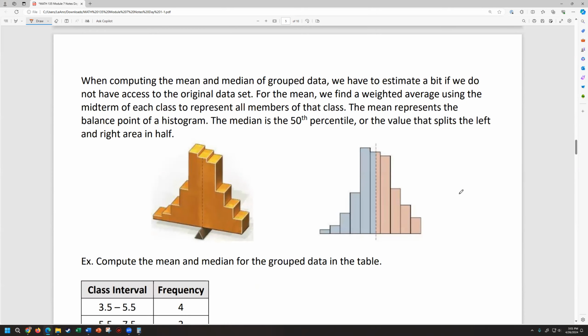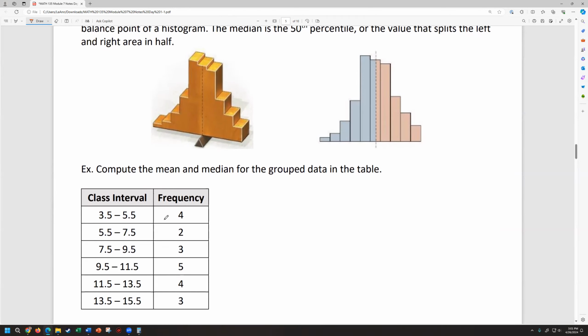It says, when we're computing the mean and median of grouped data, those intervals that we were doing, the class intervals. Unfortunately for us, when you see a chart like this, if this is what's given to you, you don't know the actual data set if you don't have that list in front of you. If I just have the frequency table and everything's in interval form, this tells me I have 4 items that were in this interval.